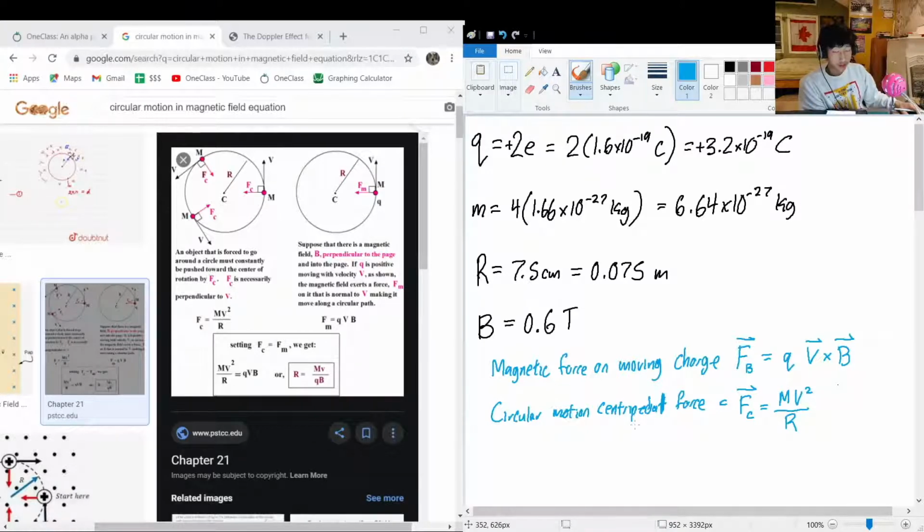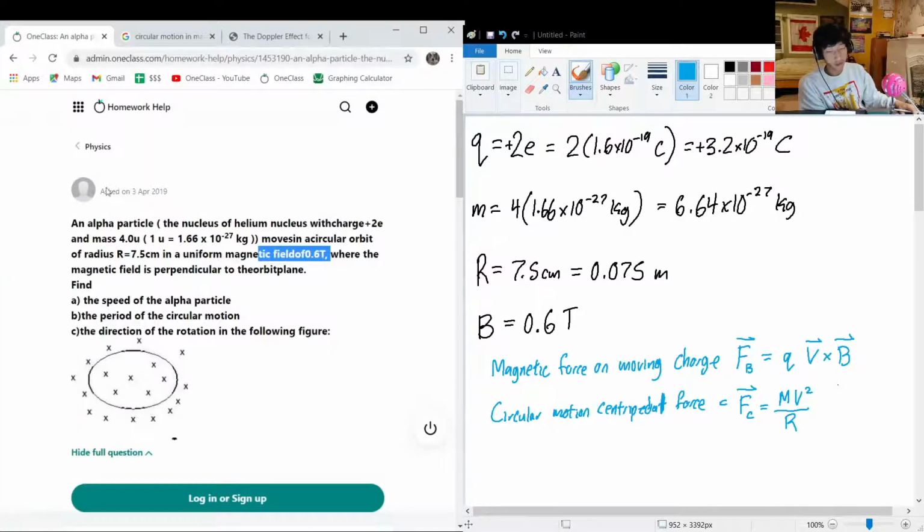Yeah, so knowing these, we can solve for v, and then we pretty much can solve the whole thing. So that's what the speed of the alpha particle is. We know that the magnetic force on a moving charge, any charge that moves in a constant magnetic field, is going to move in a circular path. And the same force, the magnetic force, is going to be equal to the centripetal force. Okay?